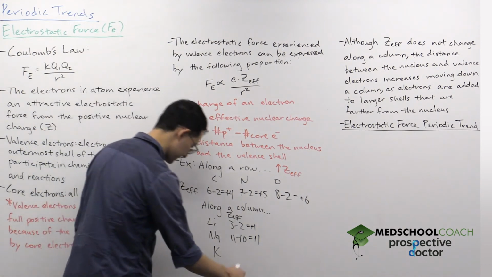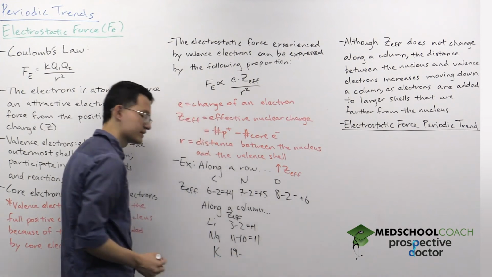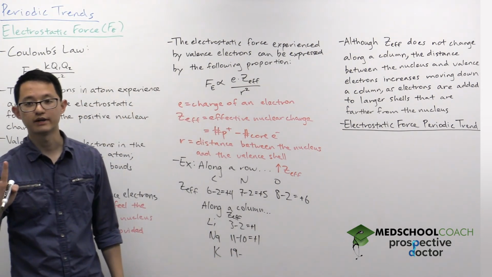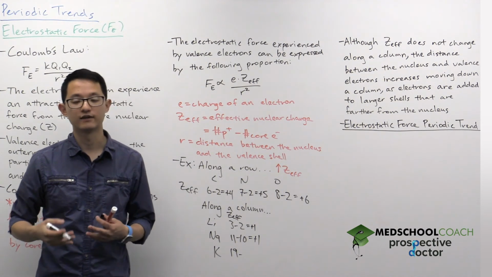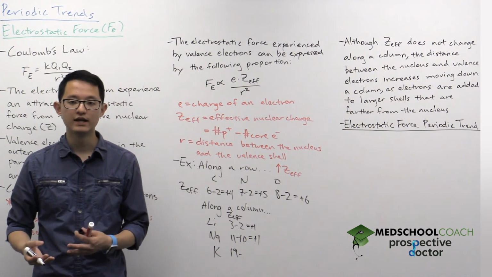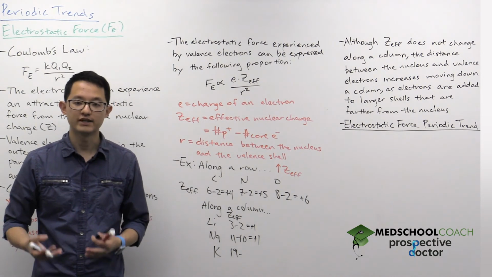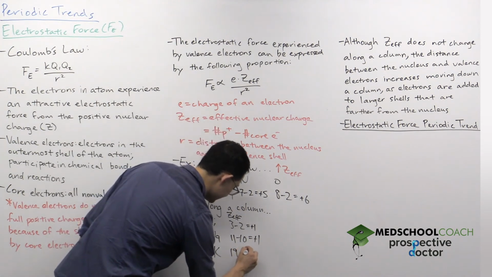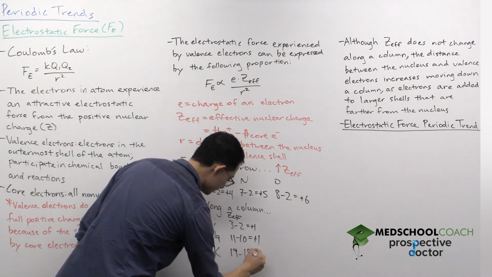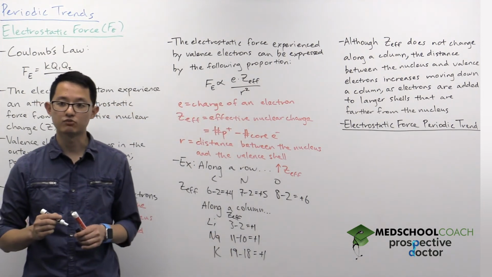So finally, we can look at potassium. It's got an atomic number of 19. Potassium is located on the 4th row of the periodic table, so it has electrons in the first 4 shells. The 4th shell is going to be the valence shell, so all of the electrons in the first 3 shells are going to be core electrons. And potassium has 18 electrons in those first 3 shells, so it also has an effective nuclear charge of +1.